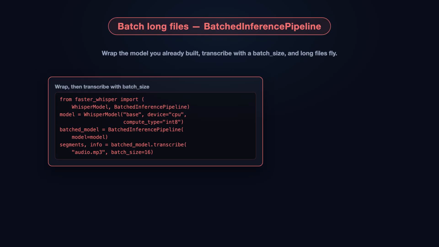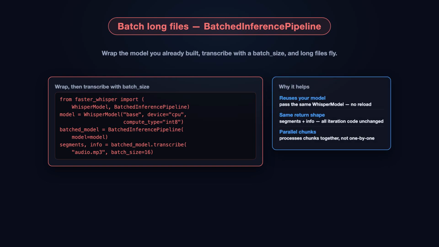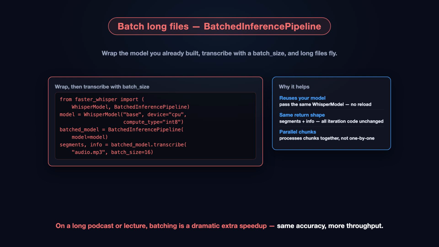For long files there is one more big speedup available, and it is worth the 2 extra lines: batching. faster-whisper ships a batched inference pipeline. You import it, from faster_whisper import BatchedInferencePipeline, then you wrap your existing model with it, and you transcribe through the pipeline with a batch_size argument. Concretely, batched_model = BatchedInferencePipeline(model=model), reusing the exact Whisper model you already built.